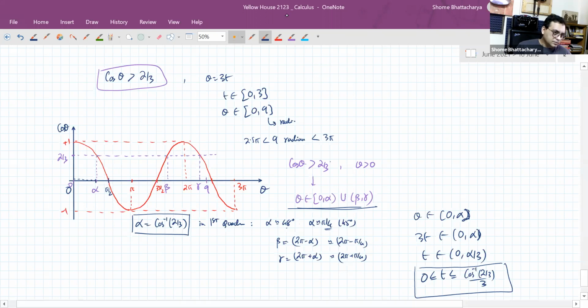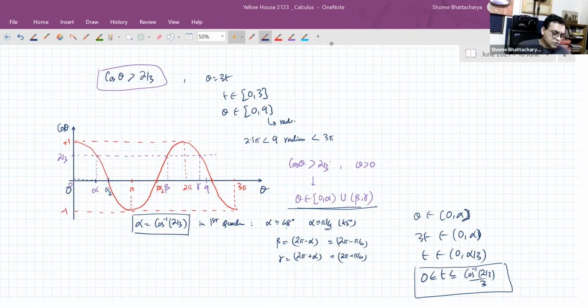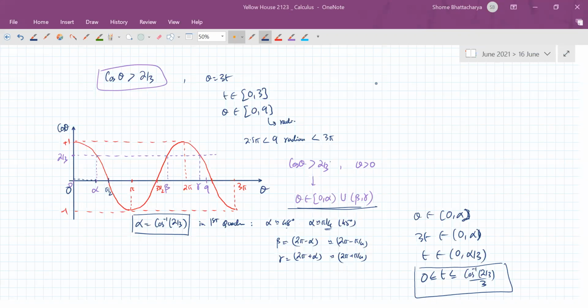Okay, is this clear, beta? The one which I've written in blue color, I'm not getting that. Which one? Beta and gamma. Yes, the beta and gamma part. Beta and gamma, see how it is.